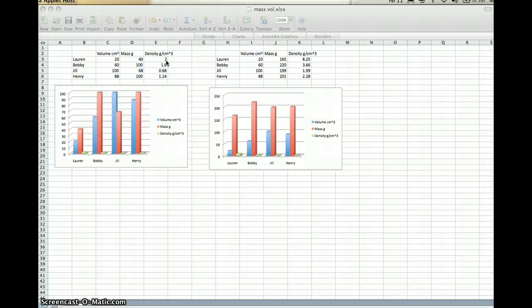Now, once I was done with this, I computed the rest of the numbers and I made a graph, and now you can see that the volume is in the blue and the mass in grams is in red, and the density is the little green parts. It's hard to see, but if you relate it to the numbers on the y-axis, then you know what the value actually is.